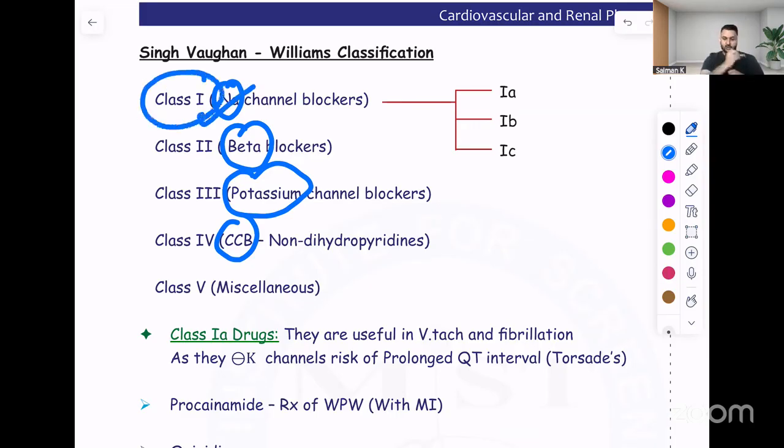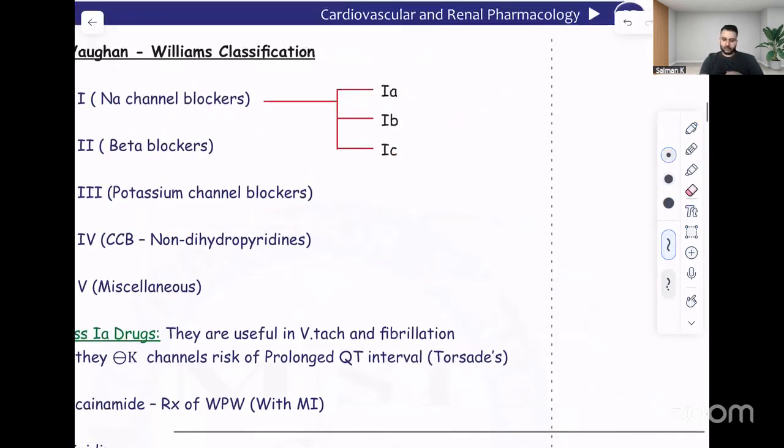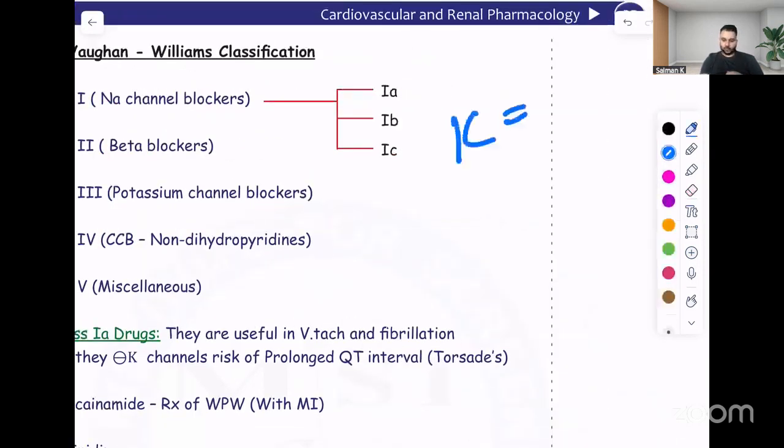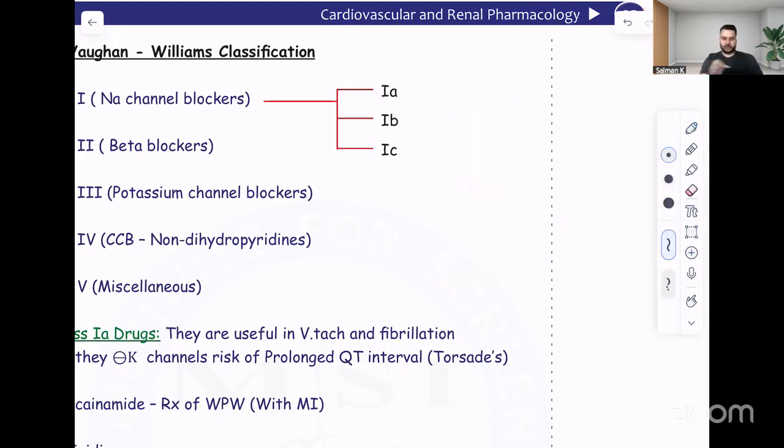Class 1 drugs are useful in ventricular arrhythmias. Class 4 drugs are used in the atrial. Okay. Now, once you are done with this understanding part, let's keep one point in mind. If you block potassium channels on the heart, you will cause one arrhythmia called torsades, which is seen as QT prolongation on ECG. Okay, QT prolongation on ECG. This is the keyword right here.